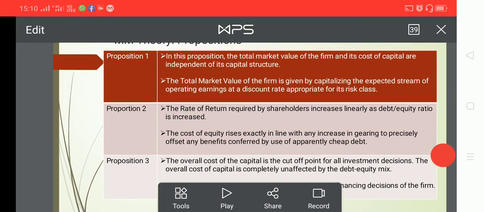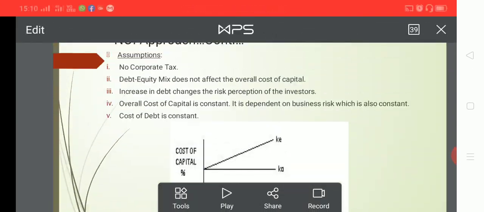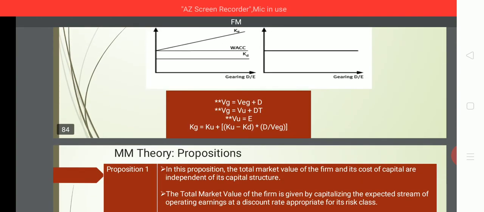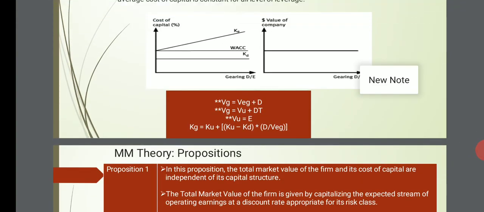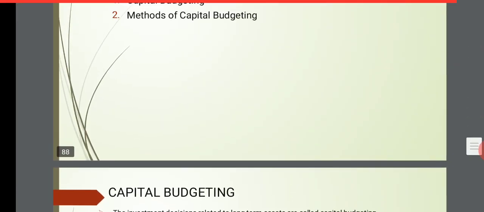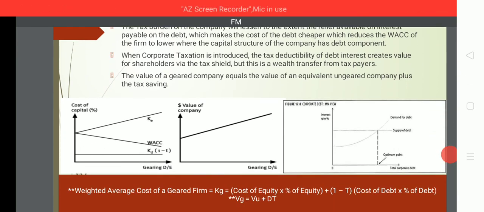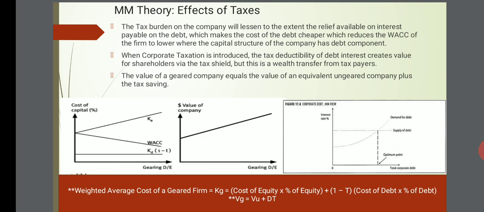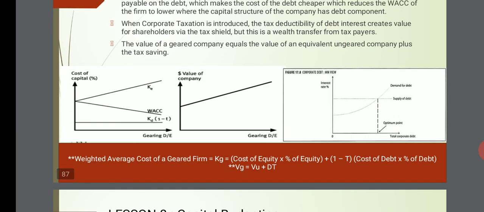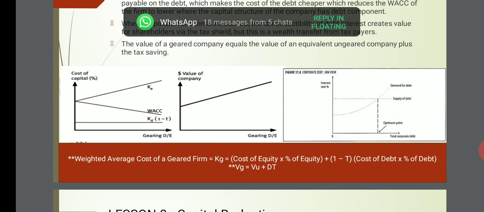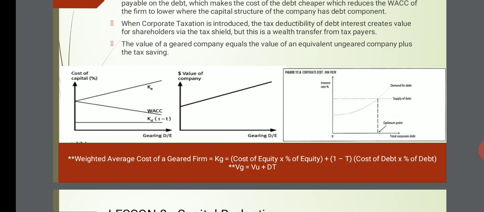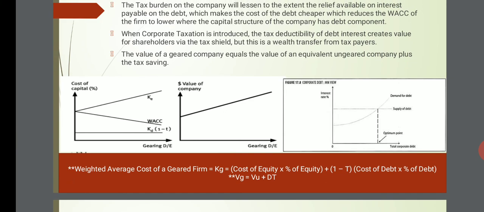With this, we can study this one. The value of the geared company is equal to the value of the ungeared company plus G. So if you look into gearing, weighted average cost of capital is decreasing when cost of equity is increasing and cost of debt is constant, and weighted average cost of capital is reducing. Value of the firm increases. Weighted average cost of the geared firm is equal to cost of equity into percentage of equity plus (1 minus T) into cost of debt into percentage of debt. Then value of the geared firm is equal to value of the ungeared firm plus tax benefit, that is D t.